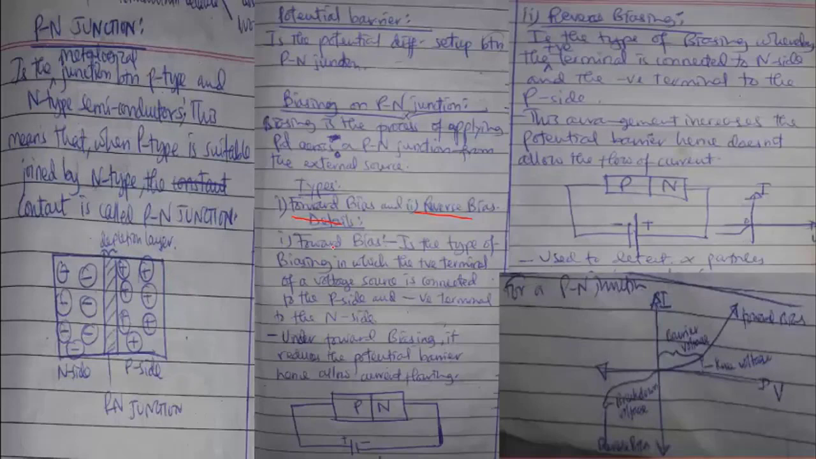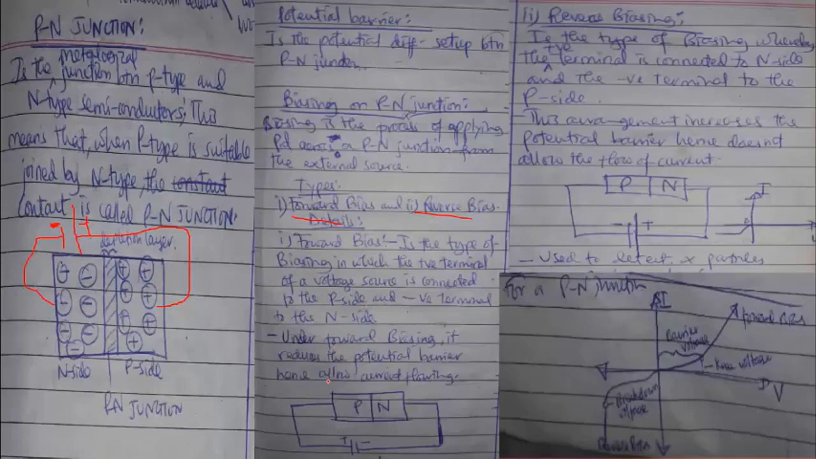So under forward bias, as you can see, the n side, which consists of electrons, will be connected to the negative side of the battery, while the p side, where it is positive, will be connected to the positive side of the battery. When it so happens, the p-n junction is said to be under forward bias, the type of bias in which the positive terminal is connected to the p side and the negative to the n side.